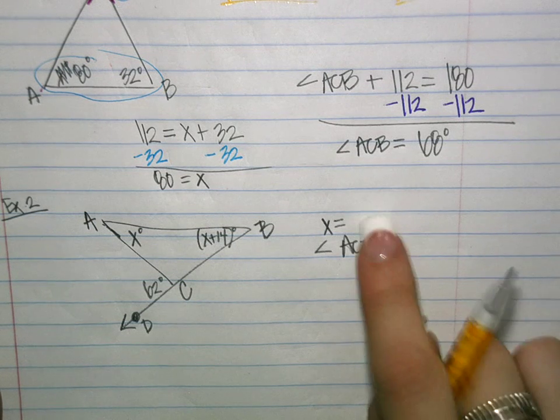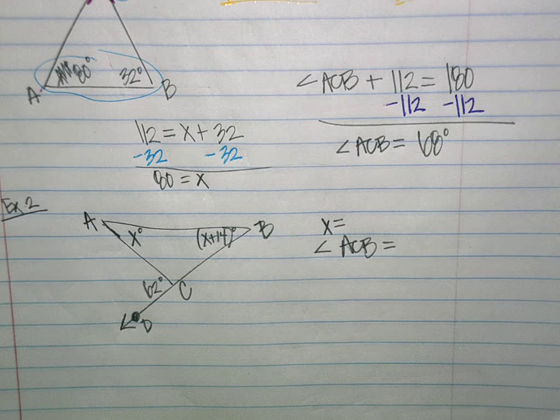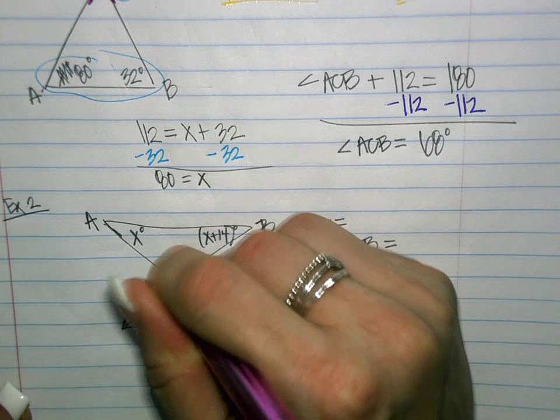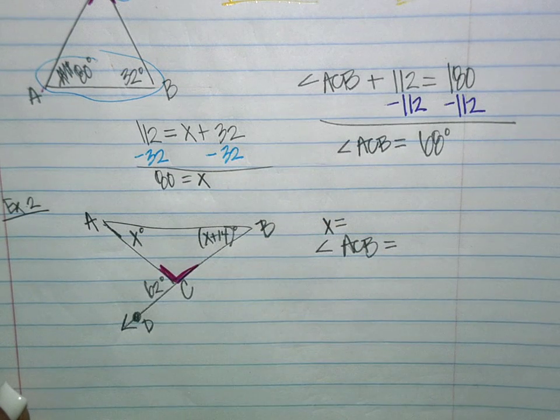Which one do we want to do first? Do we want to do the x part or the ACB part? ACB. You want to do ACB first? Okay, so the measure of angle ACB is this one, right here. How could you find the measure of that angle?